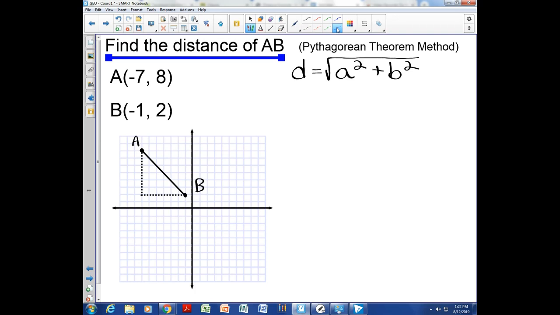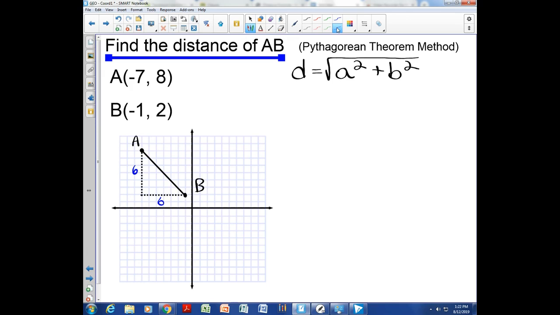So if I count my horizontal leg, it's 1, 2, 3, 4, 5, 6 units. And if I count my vertical leg, it's 1, 2, 3, 4, 5, 6. It's also 6 units. So now I could also use the idea, if we remember our special right triangles, the isosceles right triangle. But I'm going to use my formula.